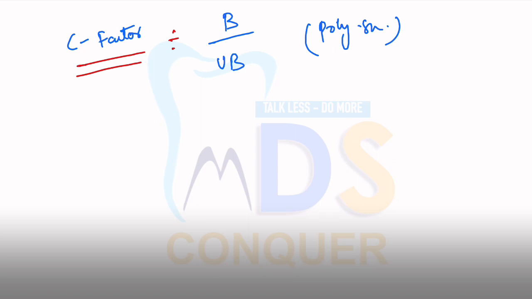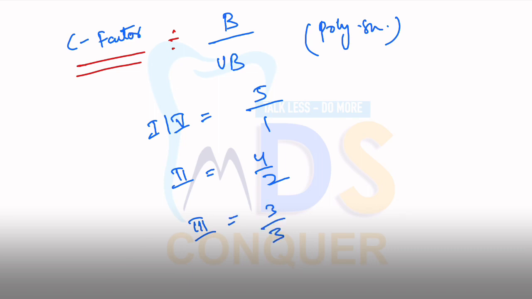The C factor will be the same for class 1 as well as class 5, that is 5 bonded surfaces by one unbonded surface. Class 2 is 4 by 2. Class 3 is 3 by 3. And class 4 is 2 by 4. You can stick to these values. A few books mention MVD, which is going to be 1.